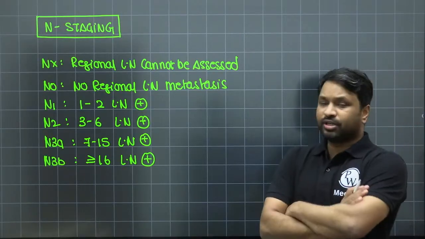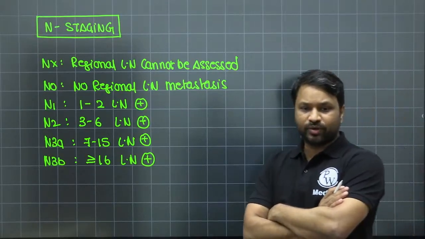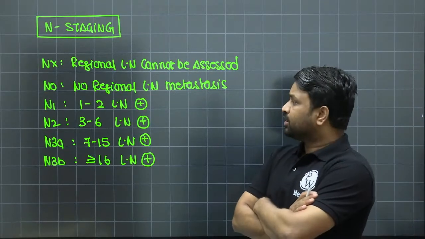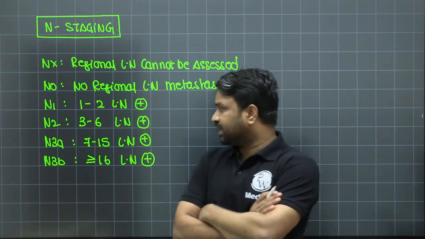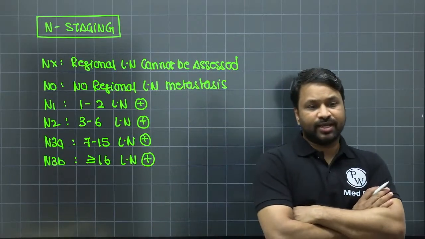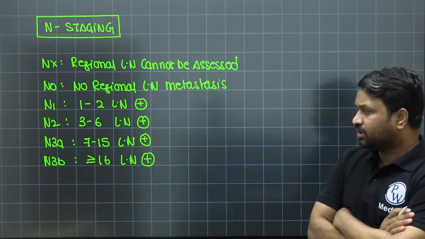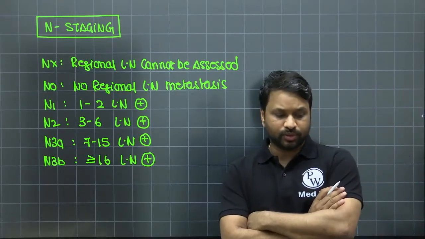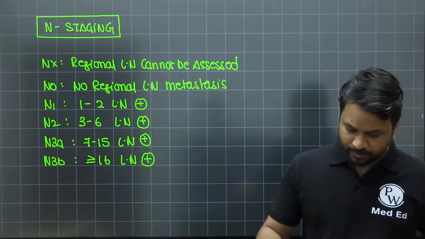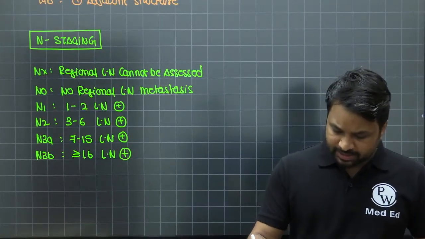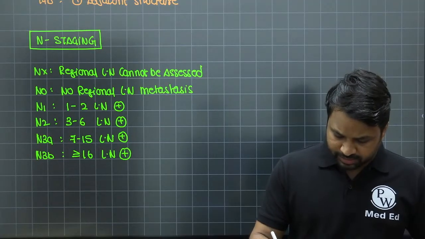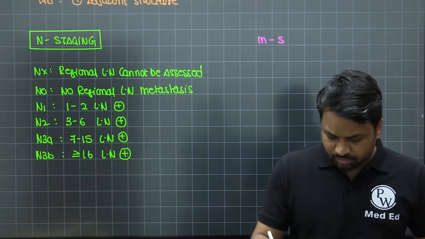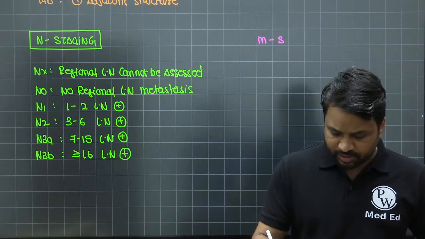NX, regional lymph nodes cannot be assessed. N0, there is no evidence of any regional lymph nodes. Then you have N1, 1 to 2 group of lymph nodes. N2 is 3 to 6 group of lymph nodes. N3A is going to be 7 to 15, and N3B is going to be more than or equal to 16 group of lymph nodes. Metastasis, I don't think there is any change, or anything which is going to be difficult here.